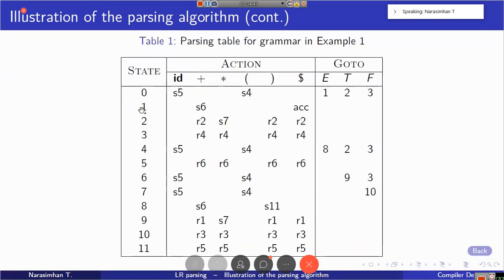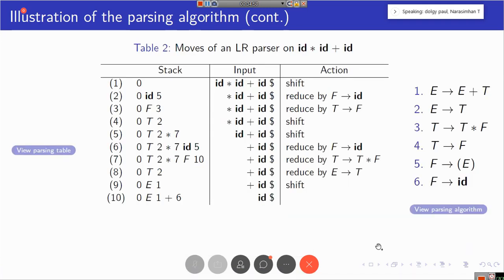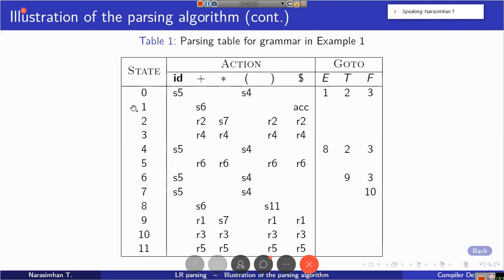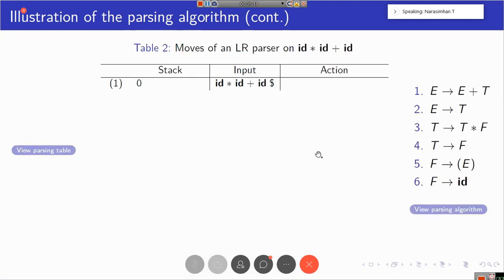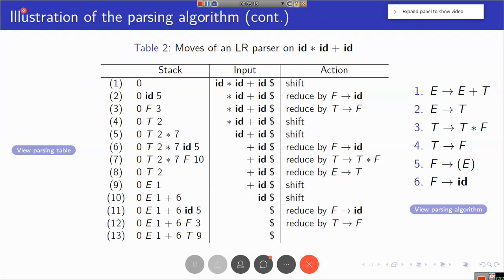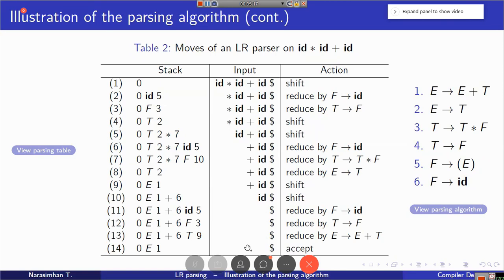Perform shift operation. 6 and ID, shift. Again shift operation, you can do it. You can continue like this in a similar fashion. Finally, you find that the last combination will be $1 and $. So $1 and $, the combination tells you to perform the accept operation. Finally, you accept, declaring that the input string is valid.